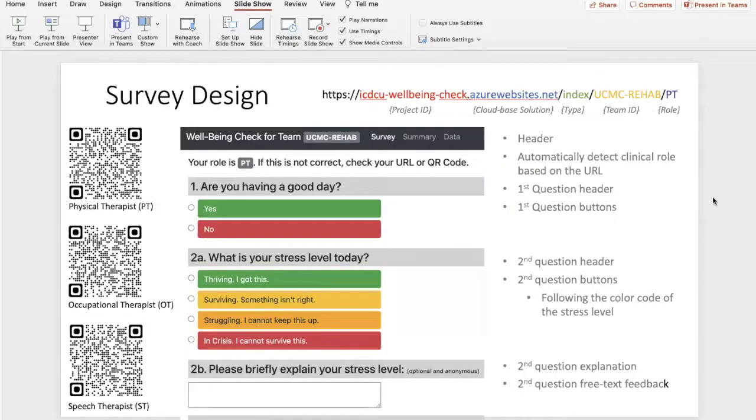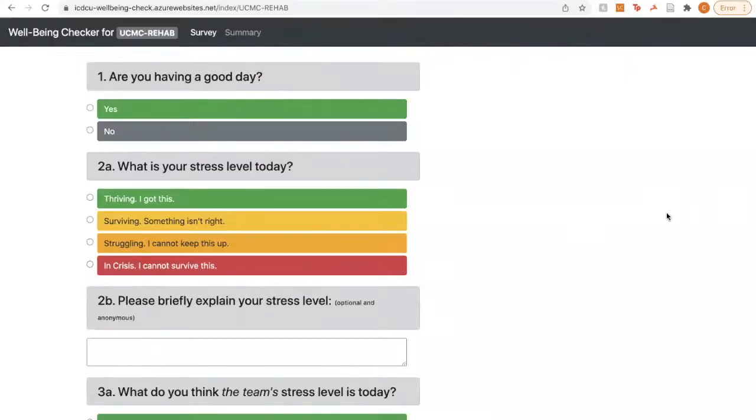There's a QR code that corresponds with your role or department. Scanning it will take you to your group's wellness check page. And we are currently on the rehab page.